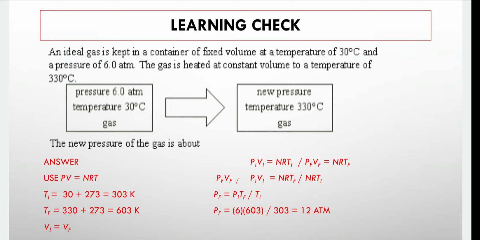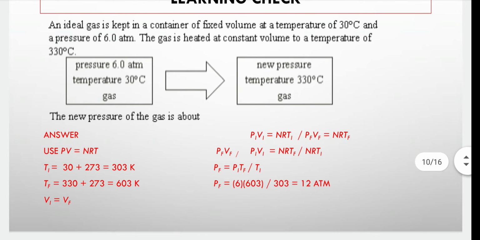You can find here a problem that says an ideal gas is being kept in a container of fixed volume, at a temperature of 30 degrees Celsius and a pressure of 6 atmospheres. The gas is heated at a constant volume. The temperature changes to 330 degrees Celsius. Find for yourself the new pressure of the gas. So the pressure was 6 when the temperature was 30, and the temperature right now is 330, and we need to find the new pressure.